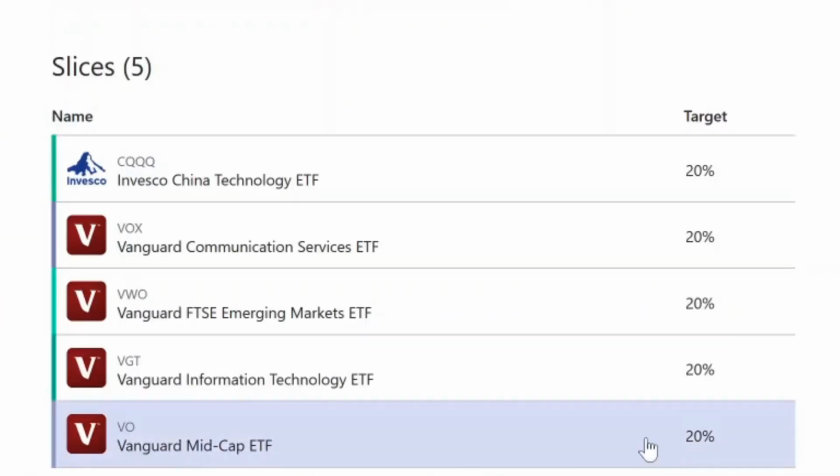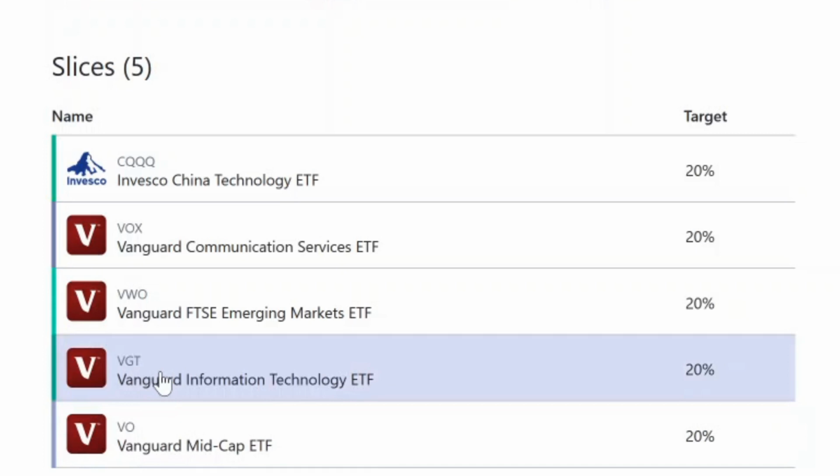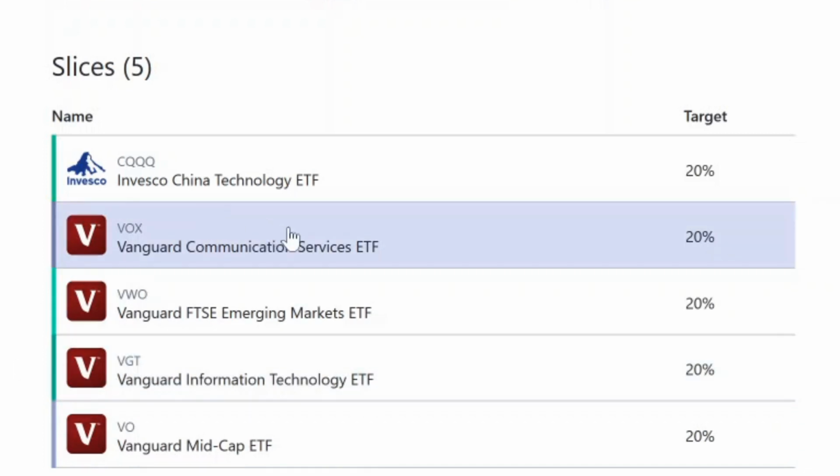Some people like to set it up based off of market cap, so they go small cap, mid cap, large cap, mega cap, and that's how they view their portfolio. Another way, sector. This is VGT, information technology. VOX is another one, communication services. So that's like Google and Facebook.